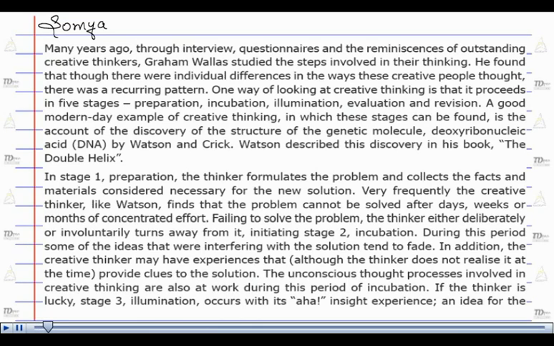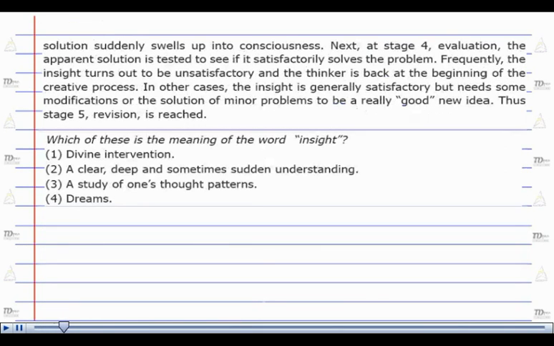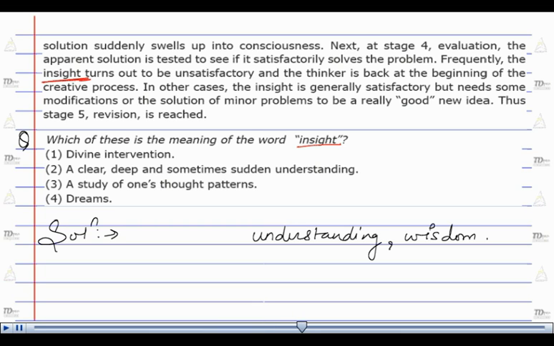Hello, I'm Soumya. The passage is, and now the question. Which of these is the meaning of the word insight? Now for the solution. The word insight generally means an understanding or wisdom. Option number 1 says divine intervention, which is absolutely incorrect by the general terminology for the word insight and for what the author has said in the paragraph. Option number 1 is incorrect.